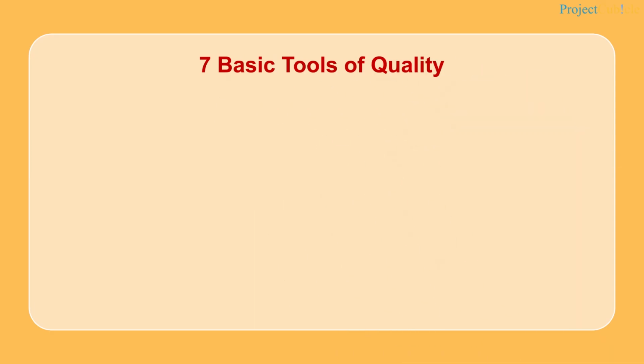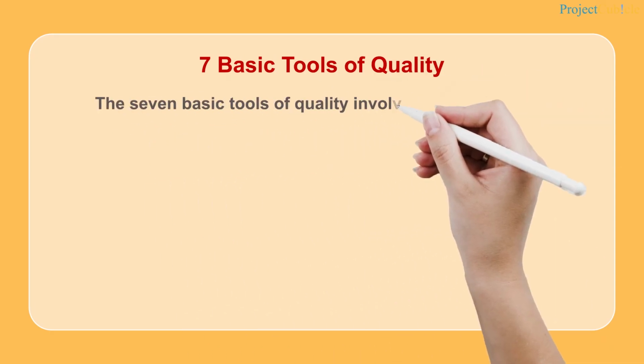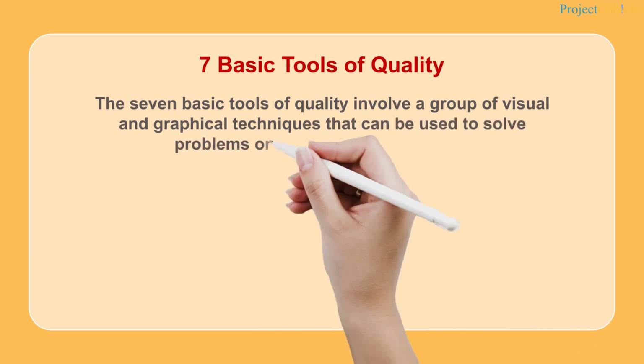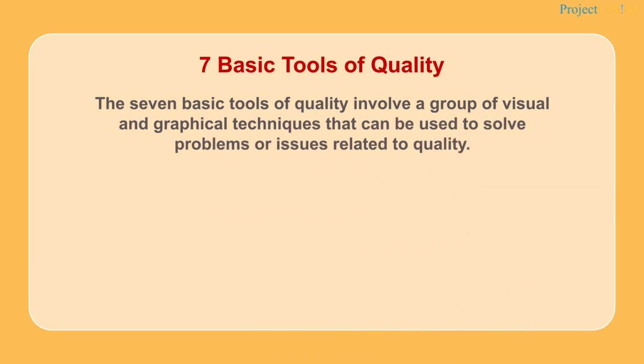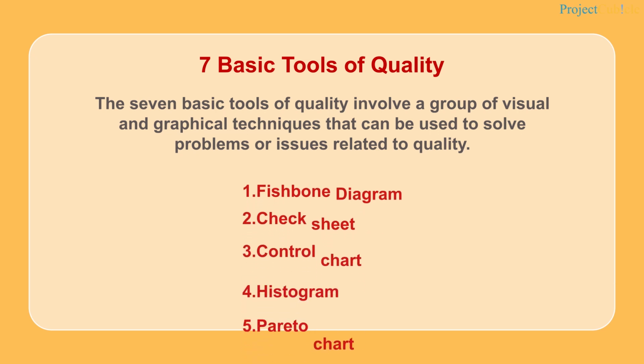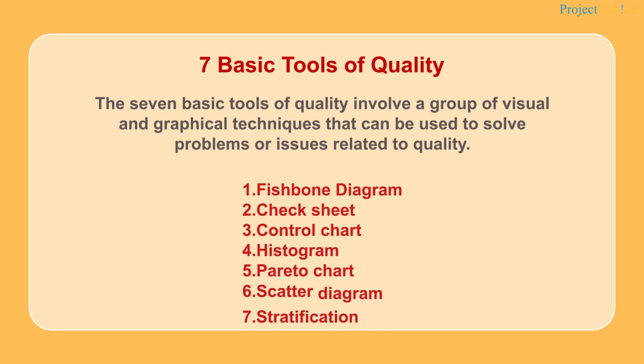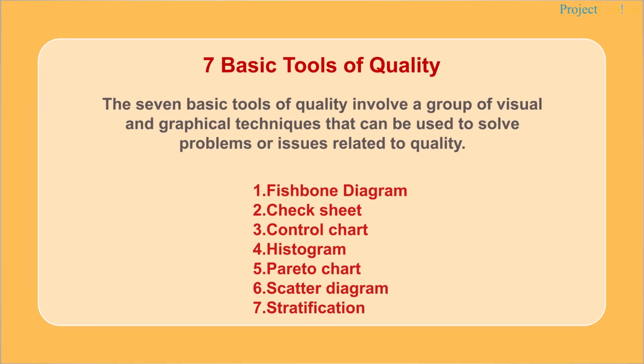7 basic tools of quality. The 7 basic tools of quality involve a group of visual and graphical techniques that can be used to solve problems or issues related to quality. Fishbone diagram, check sheet, control chart, histogram, Pareto chart, scatter diagram, stratification.